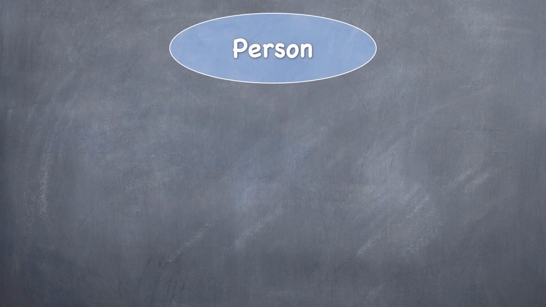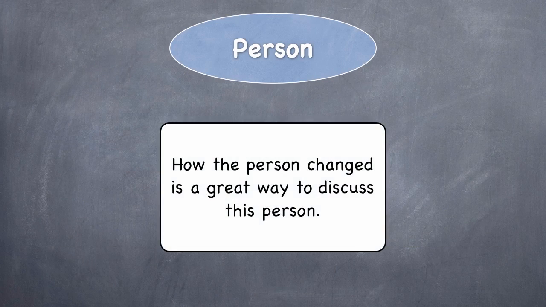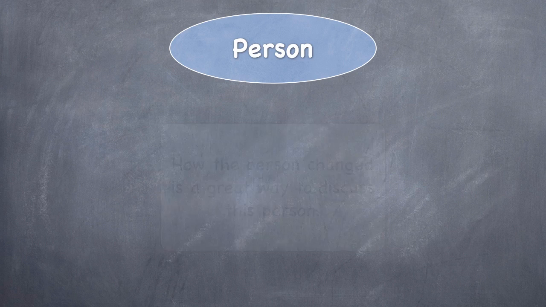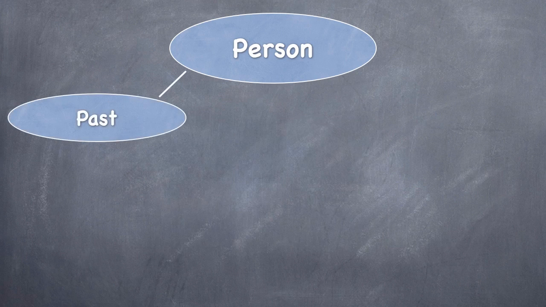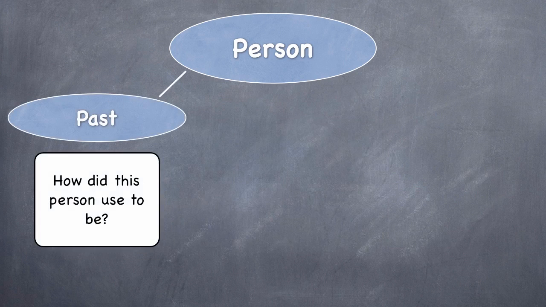Now, a great way to talk about a person is to discuss a change, any kind of a change. So how would this work? Well, let's see. Again, we're going to use the power of 3. And what would be our first part? Our first part would be the past. So basically here we're answering the question, how did this person used to be in the past?